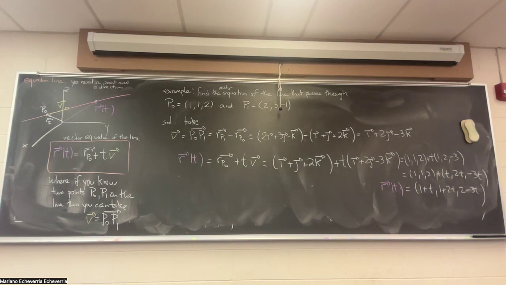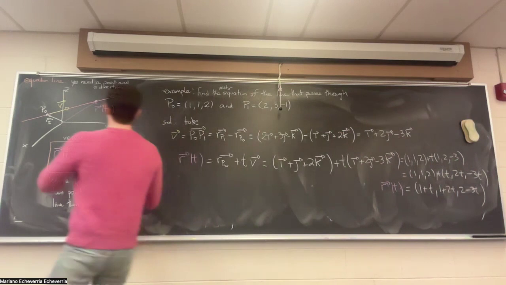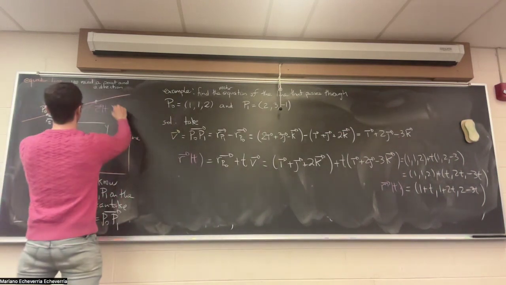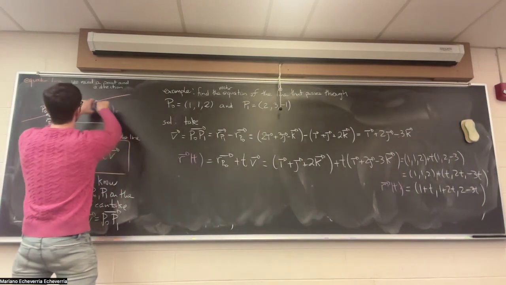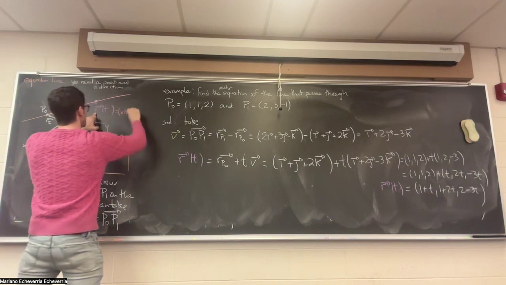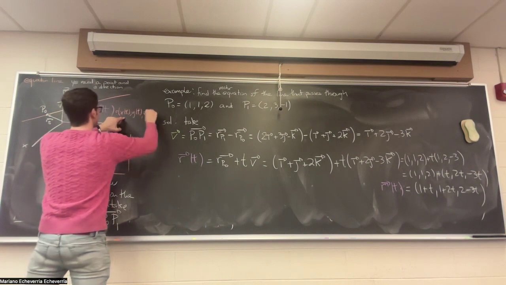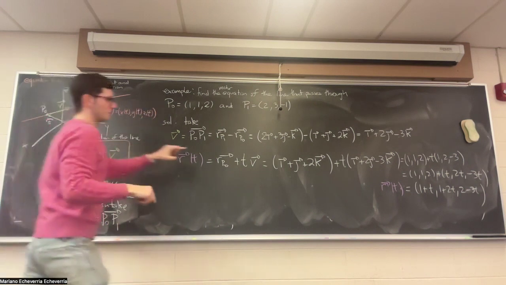So what I'm trying to say is that this is what you would call the vector equation of the line. And if you think about it, a better way to describe this, and I'm almost done, is that this is the position of a point on the line. So what this is telling you is a formula for the x coordinate, the y coordinate, and the z coordinate as functions of t.